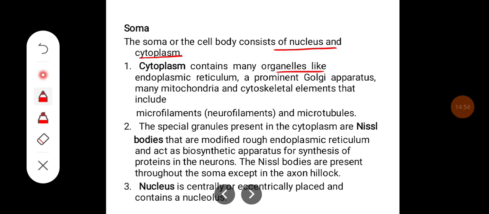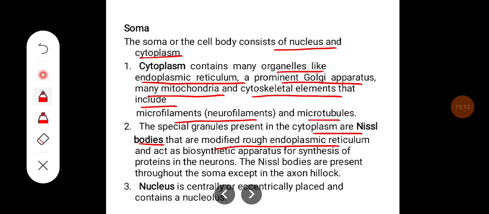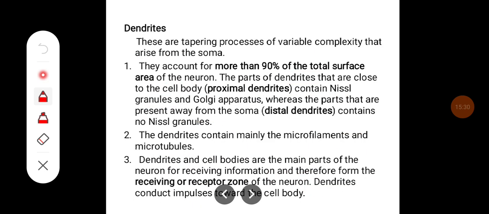Cytoplasm contains many organelles like endoplasmic reticulum, a prominent Golgi apparatus, many mitochondria, and cytoskeletal elements that include microfilaments and microtubules. The special granules present in the cytoplasm are called as Nissl's bodies that are modified rough endoplasmic reticulum and act as a biosynthetic apparatus for synthesis of proteins in the neurons. The Nissl's bodies are present throughout the soma except in the axon hillock. The nucleus is centrally or eccentrically placed and contains nucleolus.